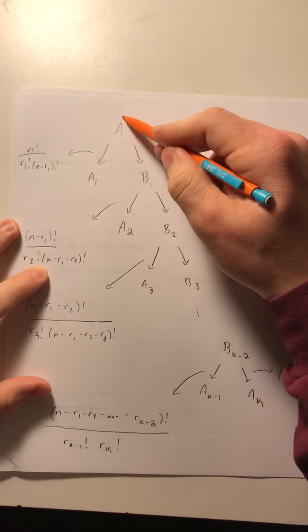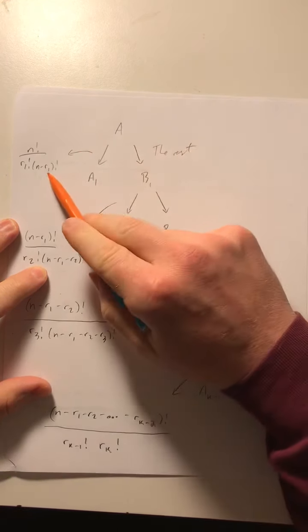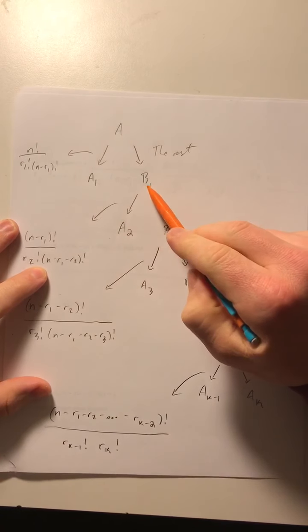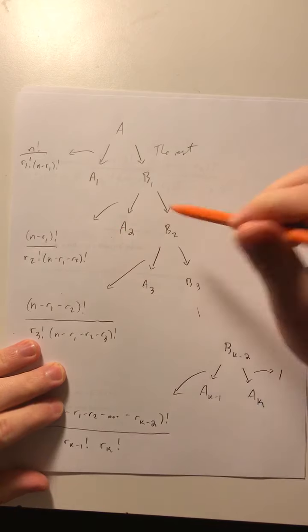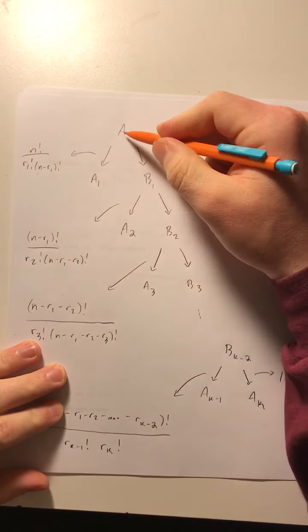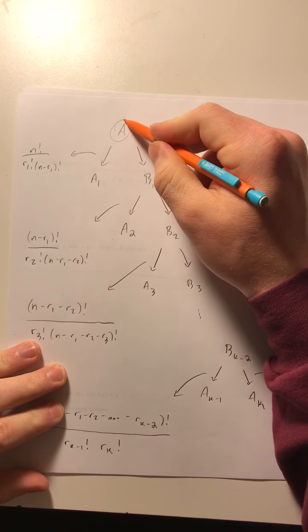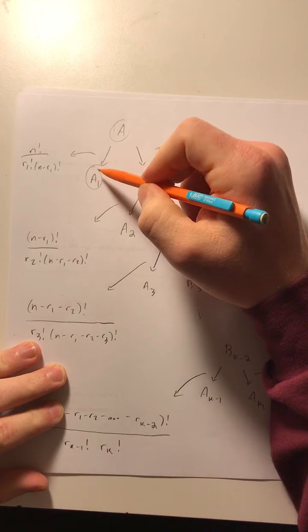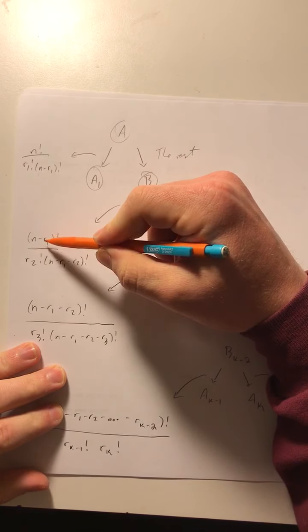So I have a set of size n, I want to choose a subset of cardinality R1. There are this many ways to do that. Okay. And now I have the rest of it. And now from the rest of it, I want to choose A2. Now this B1 doesn't have n elements anymore because over here I took out R1 many elements. So A had n elements, A1 had R1 elements, so B1 has n minus R1 elements in it.